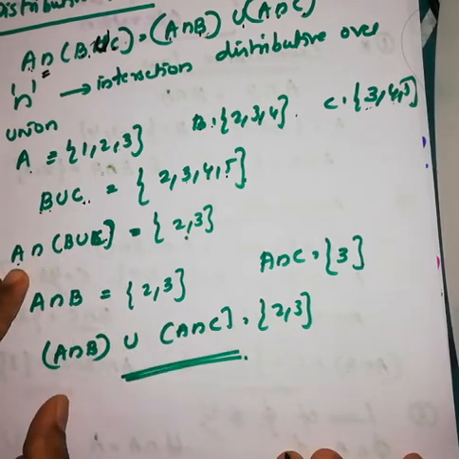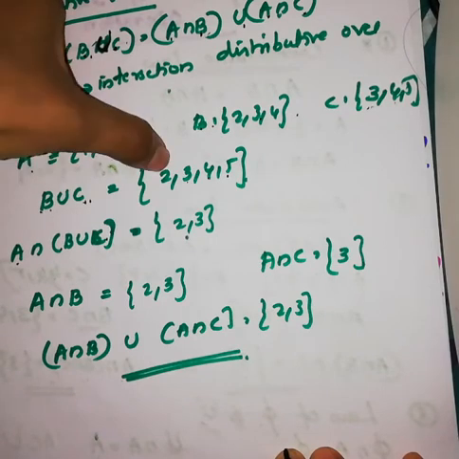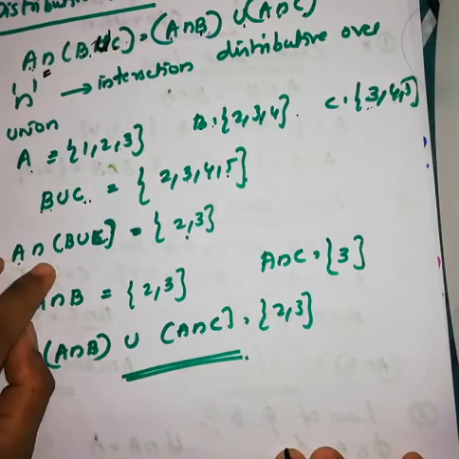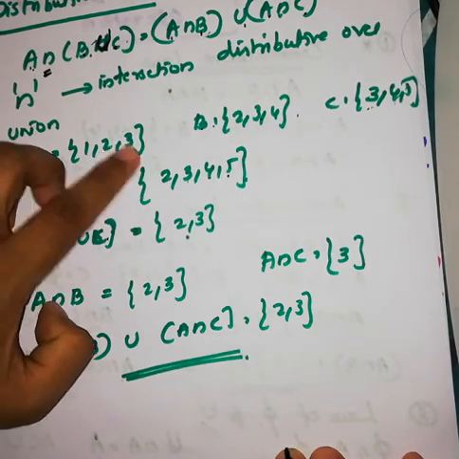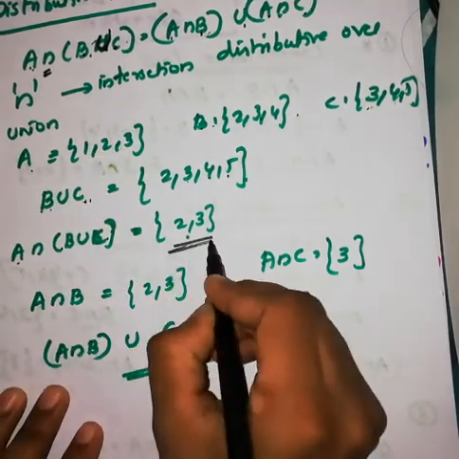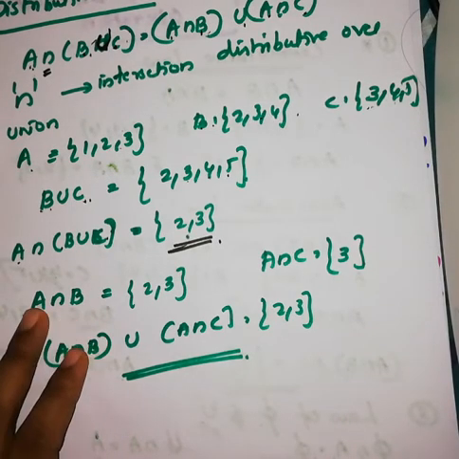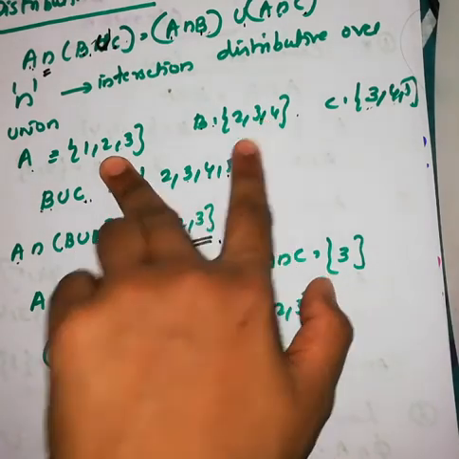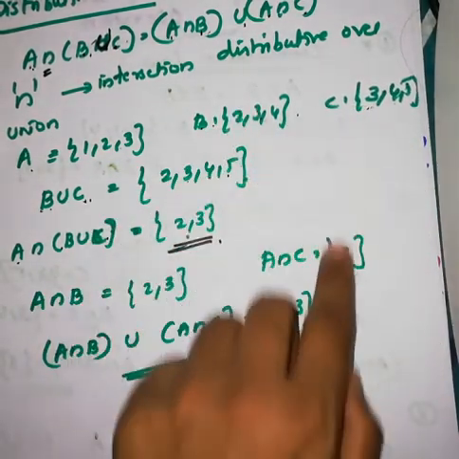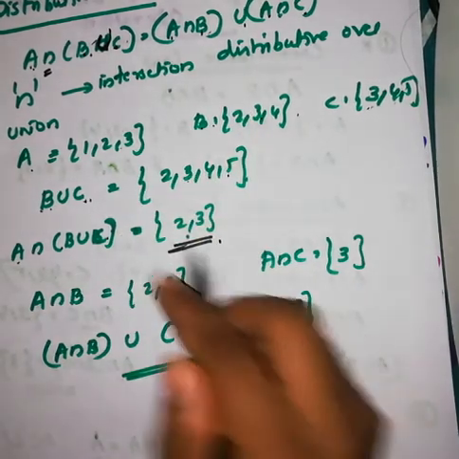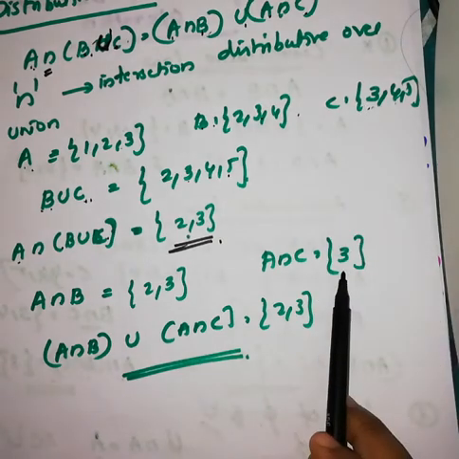We know that set A is equal to 1, 2, 3, and B union C is 2, 3, 4, 5. What is A intersection (B union C)? The common elements of these two sets, that is 2, 3. So the answer is 2, 3 here. And what is A intersection B? A intersection B is the elements common to both these sets, 2, 3. And what is B intersection C? The elements common to both these are 3, 4. A intersection C is the elements common to both A and C, which is 3 only.